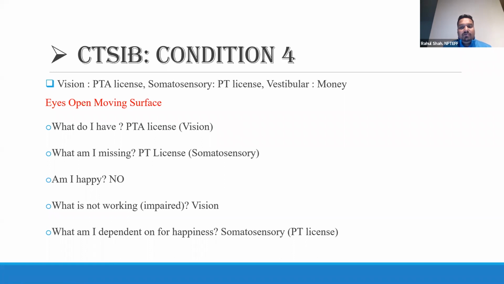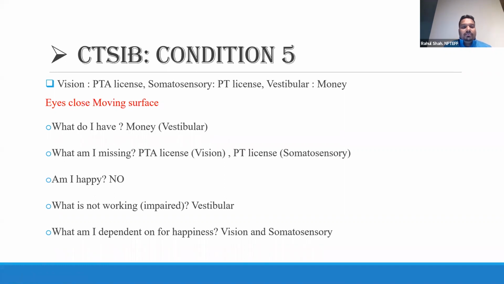Now CTSIB4, which we already did. Over here, you have your PTA license. You have your eyes open, so your vision is present. But since you're on a moving surface, your somatosensory is going to be affected. You're going to be missing your somatosensory input. And what you're missing is something that you're going to be dependent on. So you're going to be dependent on somatosensory, and you have vision which is not working. That means vision is impaired.